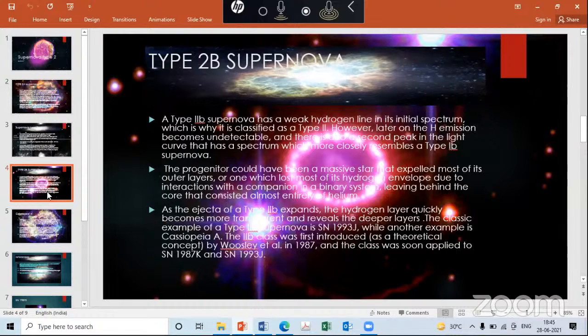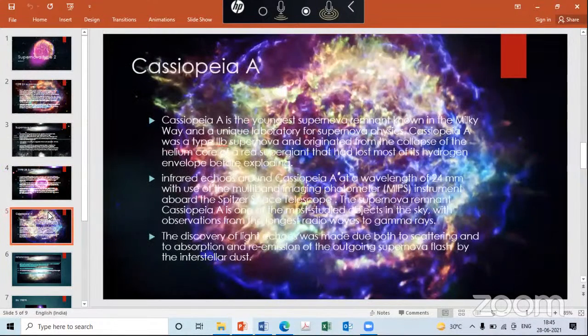Now let's talk about Cassiopeia A. Cassiopeia A is the youngest supernova remnant in the Milky Way. It was observed by most astronomers in the night sky between radio waves and gamma rays. The discovery of light echoes around the supernova was detected due to the scattering, absorption and re-emission of the supernova flash by interstellar dust.